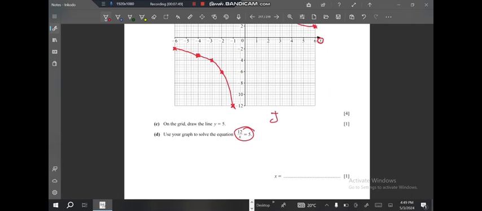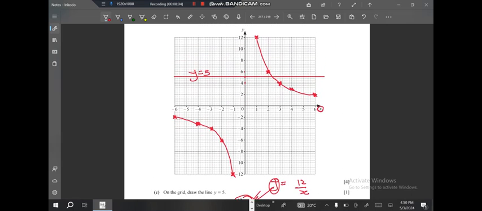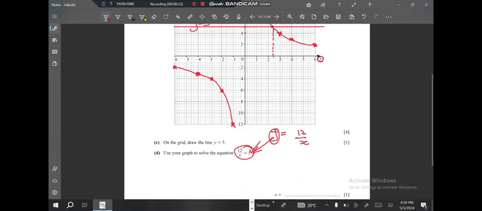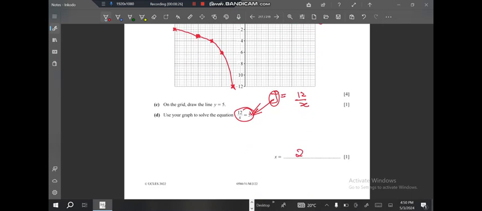The graph drawn is y equal to 12 over x. So what they are saying is, we solve for 5. In other words, we're going to draw a line y equal to 5. Then we drop down where the line meets the curve. So you're going to read on the x axis, x equal to, 1, 2, 3, 4, 5. As we read, so it's 2, 2, 4. According to the scale, it's 2.4. So it's x equal to 2.4.